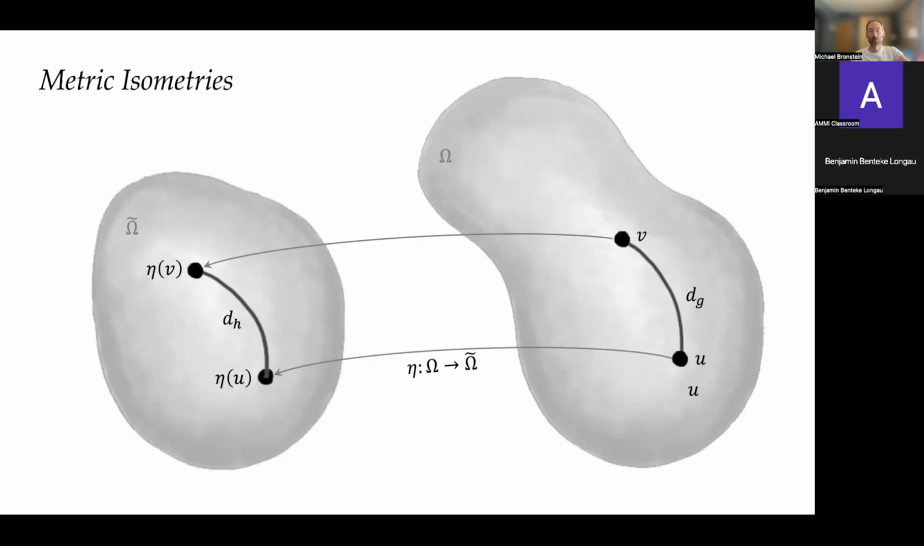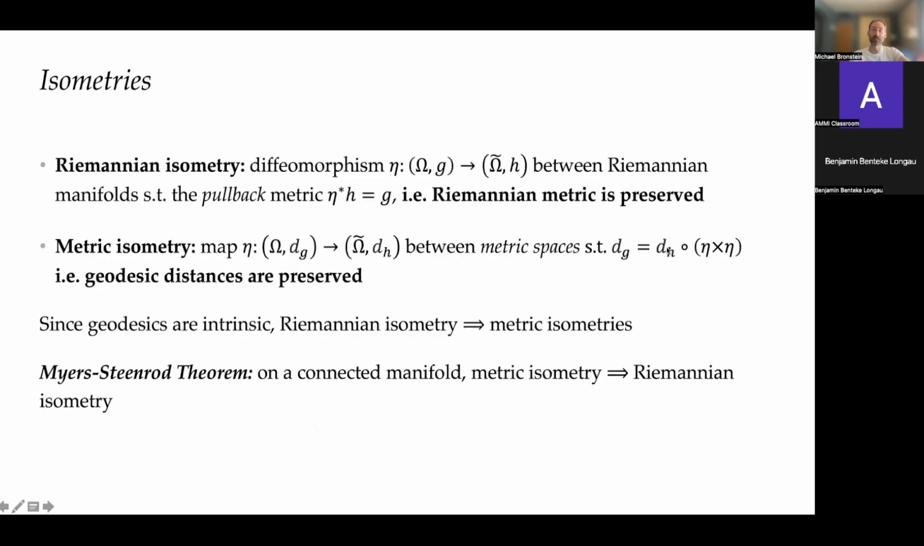They will be mapped to some other points, eta of U and eta of V, right? I have the geodesic distances that I define on each manifold, so dg and dh. And if these distances are preserved, then I can talk about what we will call a metric isometry. So basically it's a map between metric spaces, and if this composition is preserved for every pair of points, then we're talking about metric isometry.